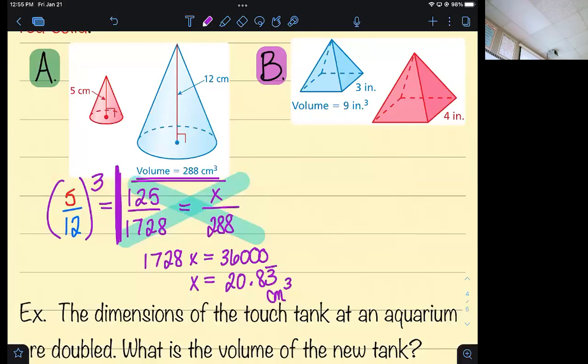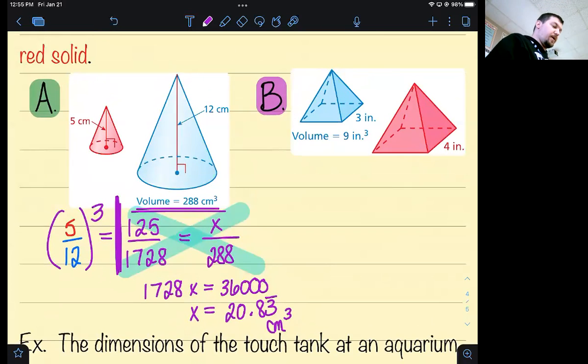Example B. All right, so let's start with the side length ratio for these two pyramids. What is the side length ratio, Emerson, of these two pyramids? I think I said perimeters, pyramids. What's the side length ratio?